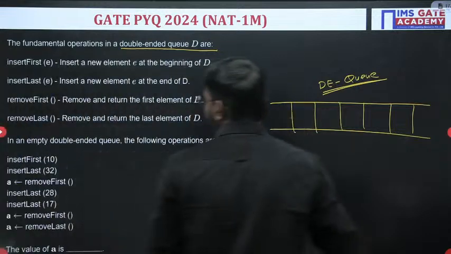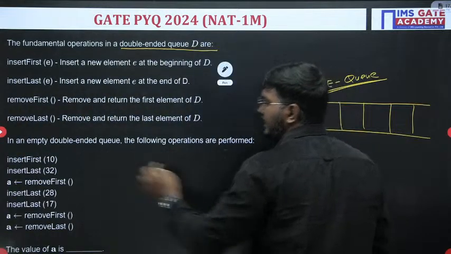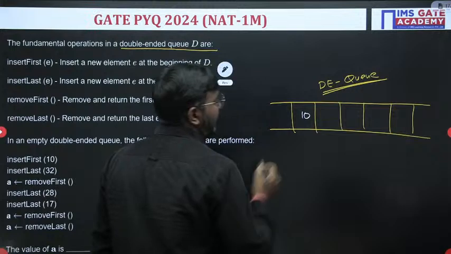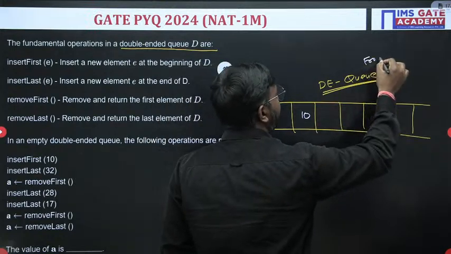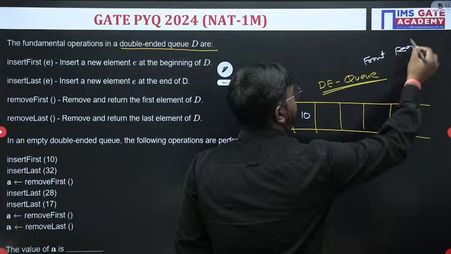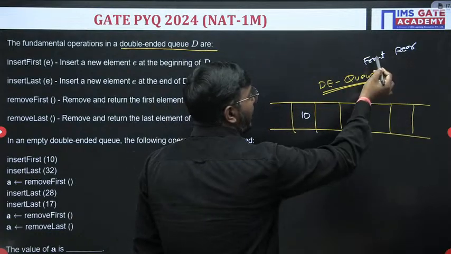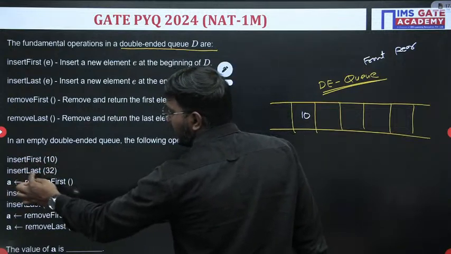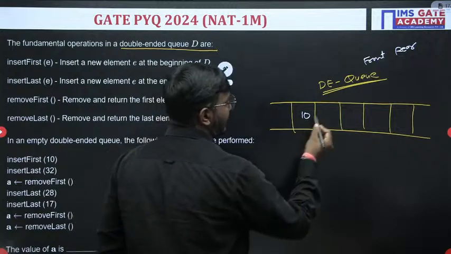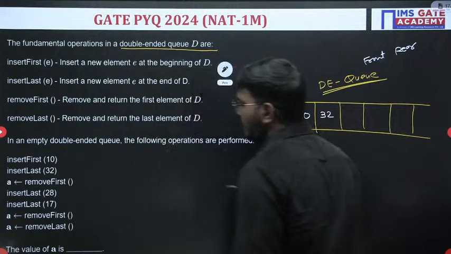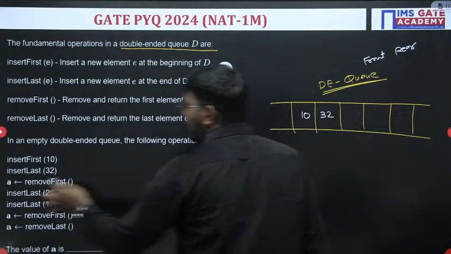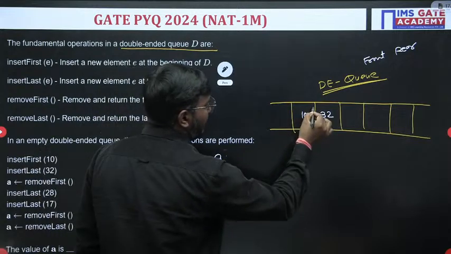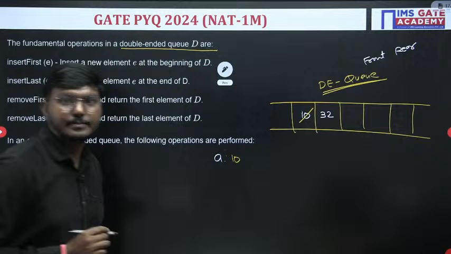Now see here, it's very easy. We already know that in the queue we have one front and one rear. Rear always points to the end, and front always points to the beginning. So insert first 10. Now insert last 32. Insert last means from the last end, insert 32 here. Now it says remove the first and store in A. So I have one variable A, and if I remove the first, this 10 will be removed and stored inside A. Okay, very good.